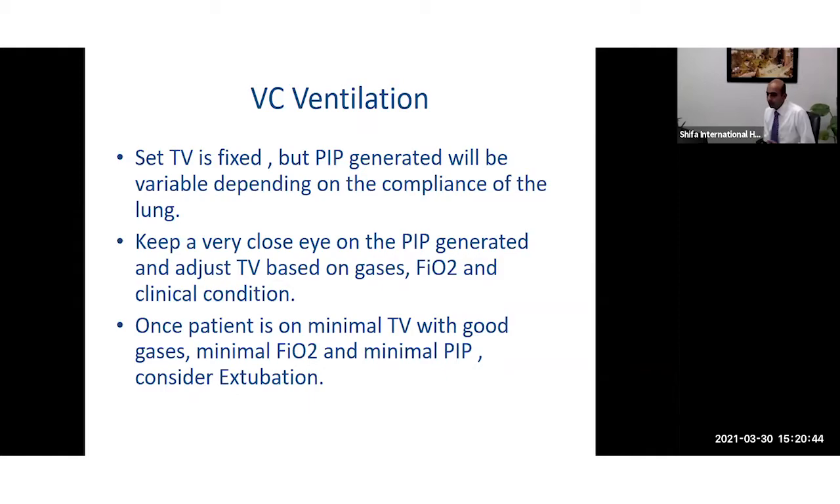It's very important that we keep a very close eye on the PIP generated and adjust the tidal volume based on gases, FiO2, and the clinical condition. As the PIP is coming down, that means the lung compliance is improving, the FiO2 should come down, and the gases should get better. We can wean the tidal volume. If we're using 5 or 6 mL per kilogram, we can reduce that to 4 mL per kilogram. Once the patient is on minimal tidal volume with good gases, minimal FiO2, and minimal peak inspiratory pressure, at that point we can consider extubation. So these are the two different ventilation strategies: pressure control ventilation and volume control ventilation.